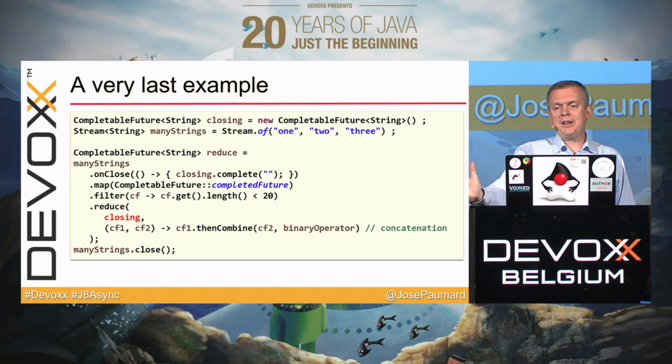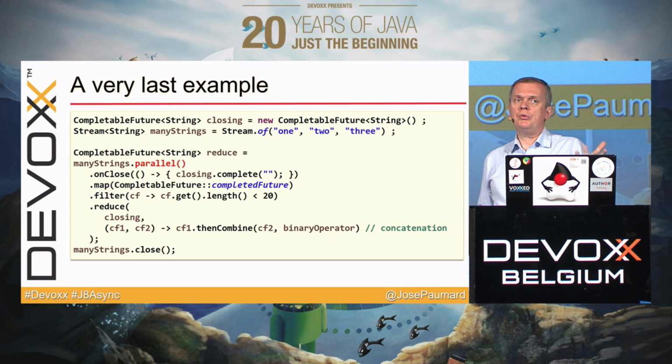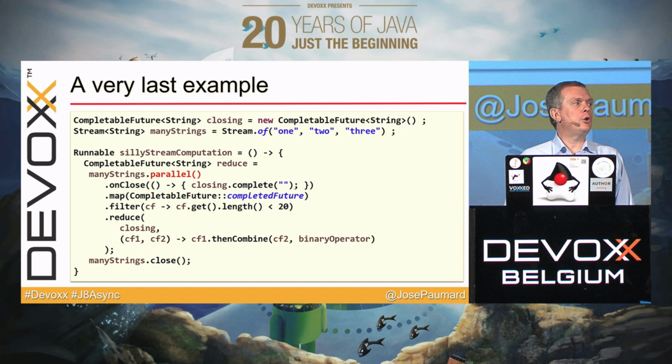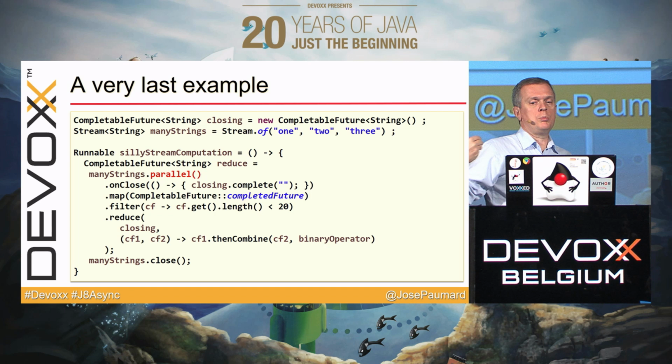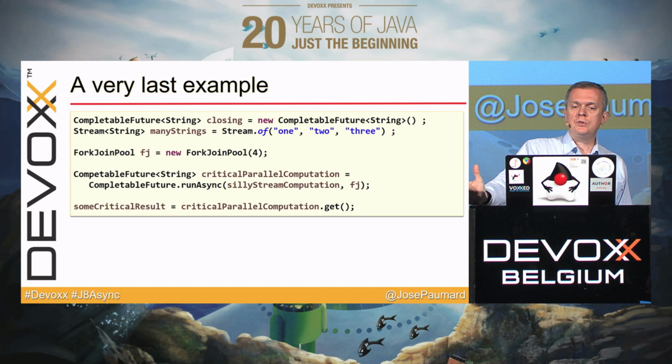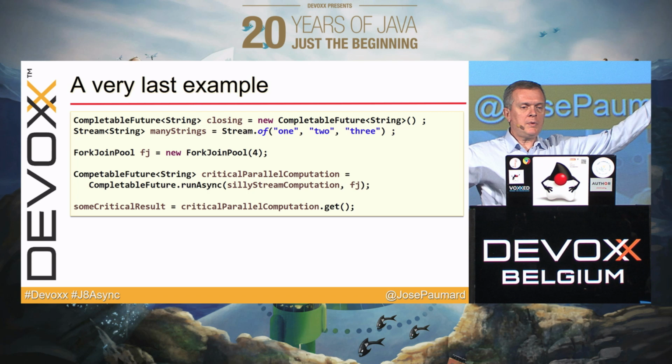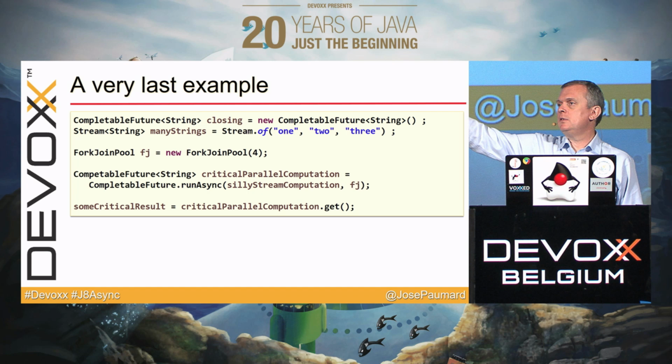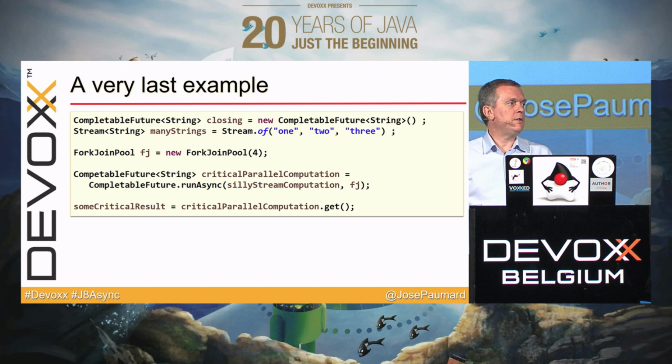Now, what happens if I want to run this in parallel? Of course, it will work because everything has been done to do that. But what I could want to do is to run this in parallel in a special pool of threads, in a special executor. How can I do that? Well, I just need to wrap all this code into a runnable, just like this. It's a runnable that, once again, just does some computation asynchronously. Create a fork join pool. A fork join pool is an extension of the executor. Create this completable future by calling runAsync with this nice stream computation. Pass the fork join pool as a parameter. Since the fork join pool is also an executor, it will work. And get the result computed in that precise fork join pool, all in an asynchronous way, which is really great.